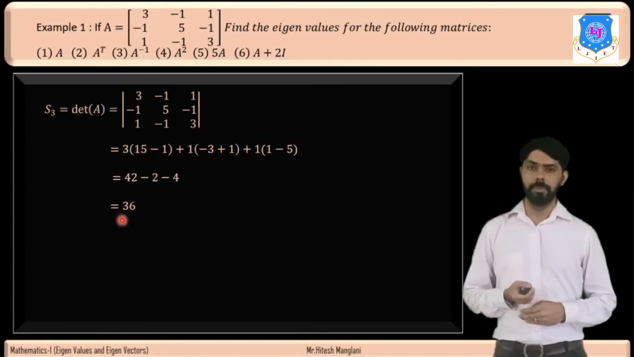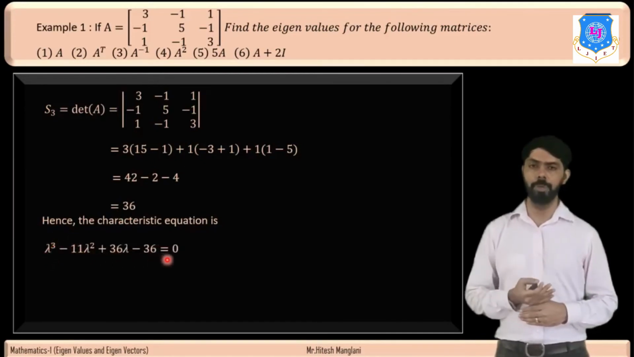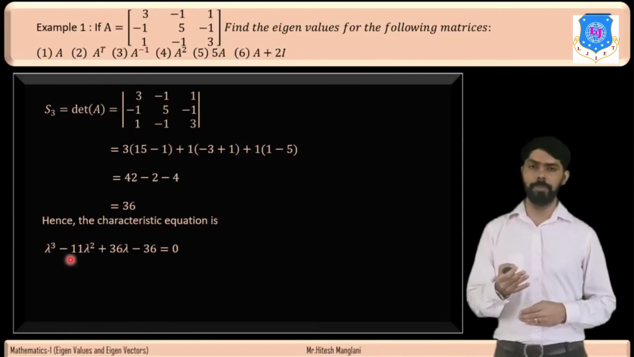Hence the characteristic equation is given by lambda cube minus s1 lambda square plus s2 lambda minus s3 is equal to 0. So we put the values of s1, s2 and s3 in this characteristic equation. It will be lambda cube minus 11 lambda square plus 36 lambda minus 36 is equal to 0.